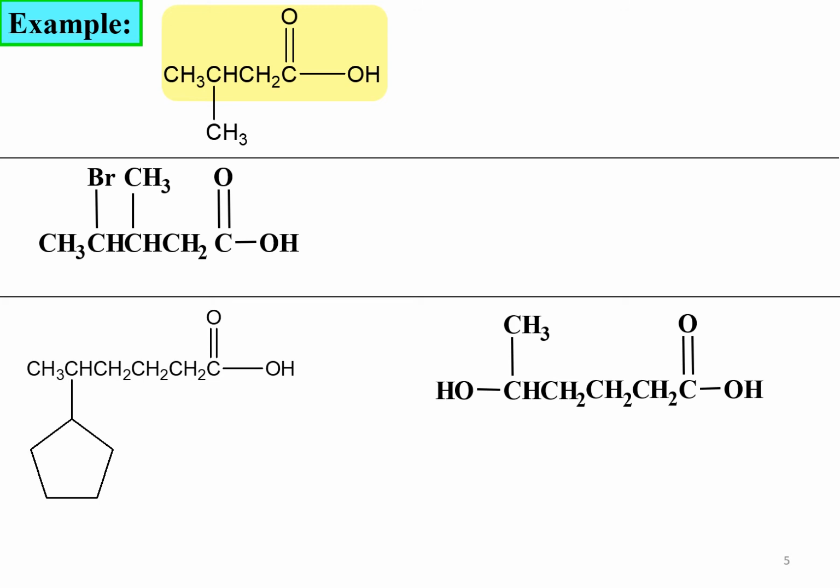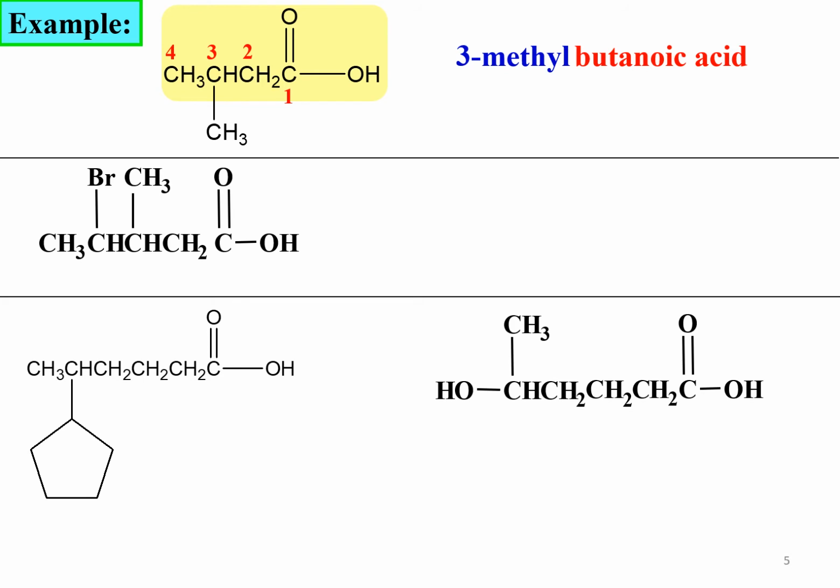So how many carbons do you have? You must start numbering from the carbon of COOH. So carbon 1, carbon 2, carbon 3, carbon 4. So the parent chain is called what? It's called butanoic acid. Then we have a substituent at carbon 3, which is a methyl group. So it is 3-methylbutanoic acid.